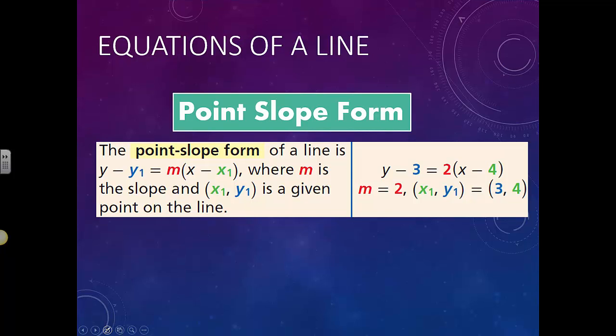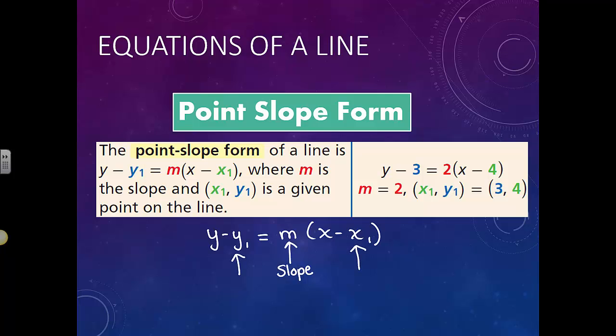So here's just a review from algebra of what an equation looks like if it is in point-slope form. Point-slope form is y minus y1 equals m times x minus x1. And in this particular equation, you can easily identify the slope, and you can easily identify a point on the line by finding x1 and y1. So x1 comma y1 will be a point on your line.